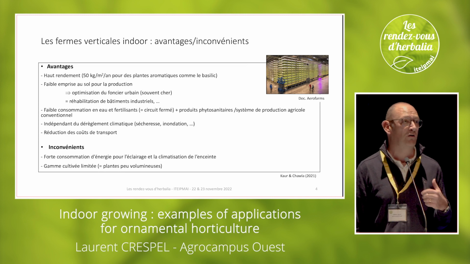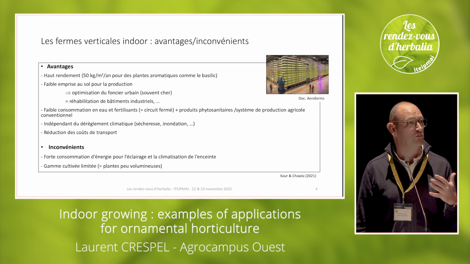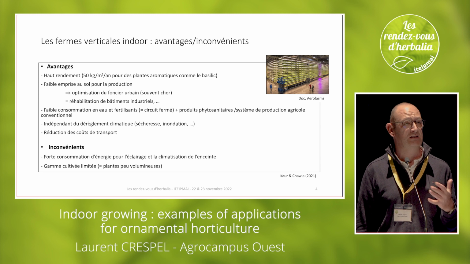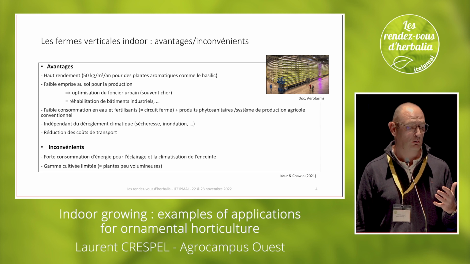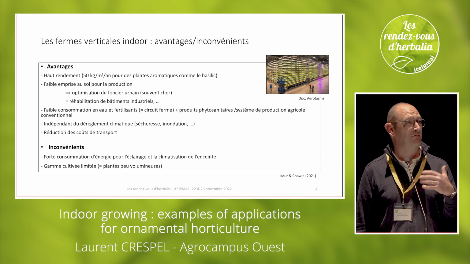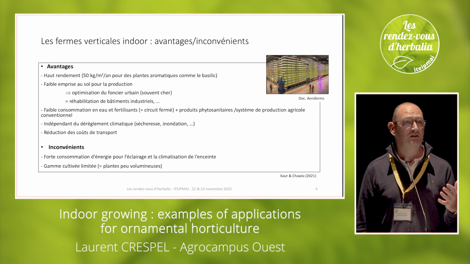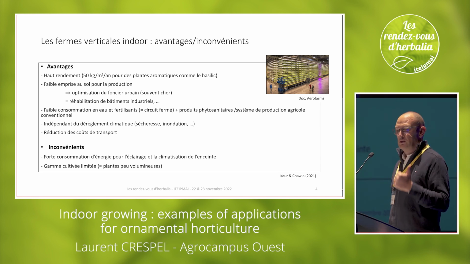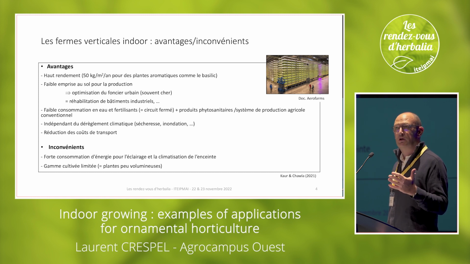So the pros and cons. What are the advantages? Well, you got it. By controlling growth, you can increase yield significantly. For basil, 50 kilograms per square meter per year. Second advantage, very low surface required thanks to the shelf system. So in urban areas with land pressure, it helps. And it's enough to suggest refurbishing industrial buildings.